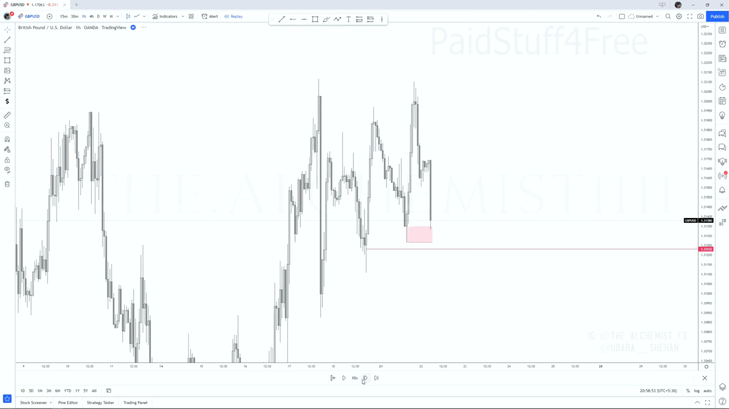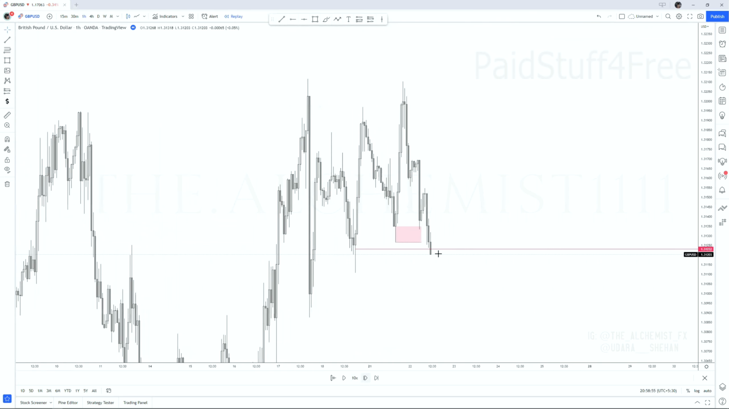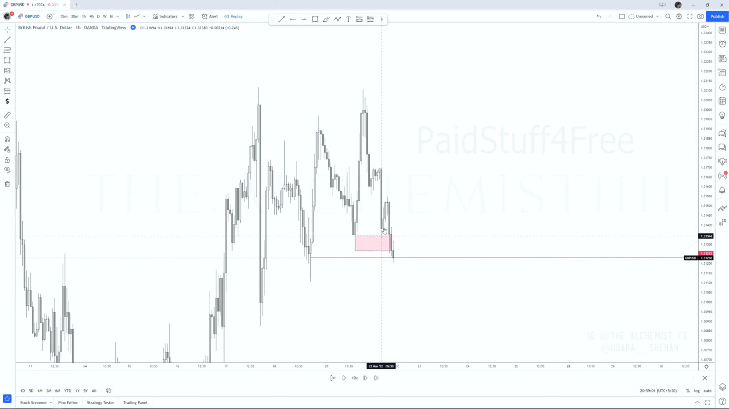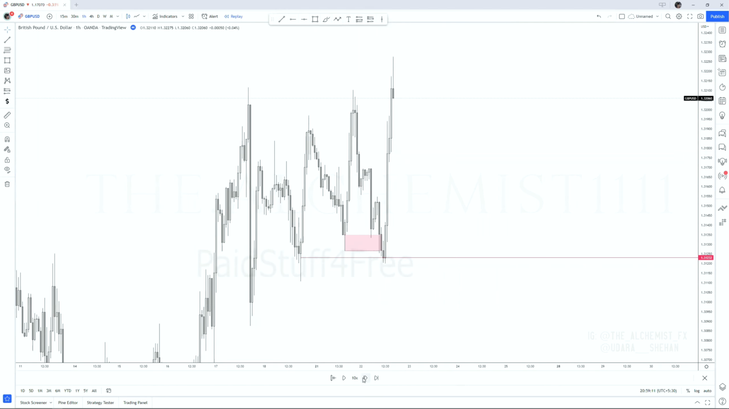So what happens? There it comes down, clears out all of this liquidity. Everyone that wanted to buy here, look at the reaction from that though. Getting everyone hyped up. More and more buyers are getting in, chasing this move. But what happens? It taps and then it starts to fly.